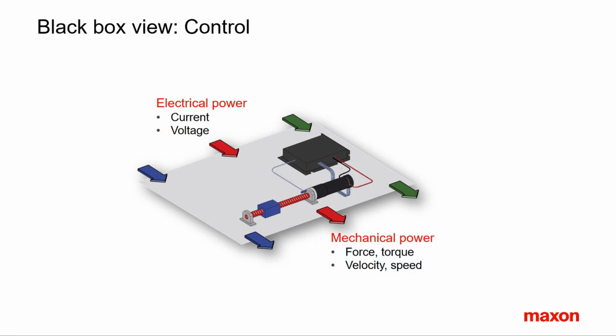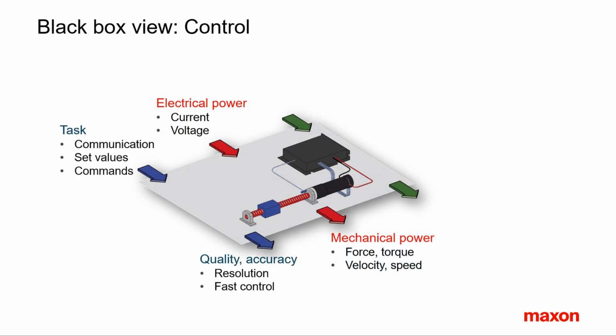The second black box aspect is control. What is the motion task? Positioning, speed or force control? Where do the commands come from? What should be the quality of the motion? What is the position accuracy, the speed accuracy? How fast controlled?